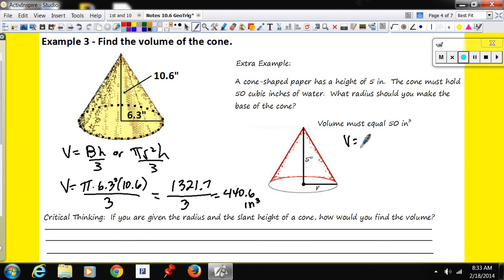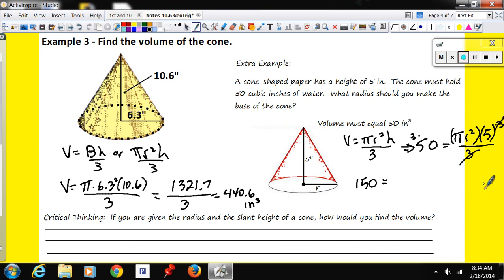So if I put my formula, pi r squared, divide by 3 times h here, what would I plug in? I'd plug in the volume, which would be 50. So 50 equals pi times r squared times what? 5, and then divide by 3. So we're going to try to solve for r there. Let's first multiply both sides by 3. We get 150 equals, the 3's will cancel out, and you get 5 pi r squared.